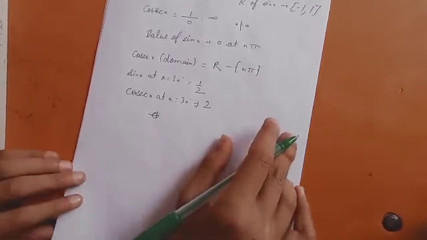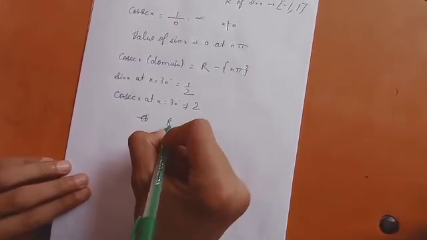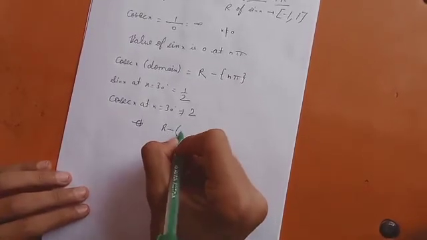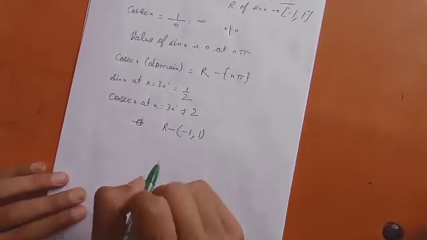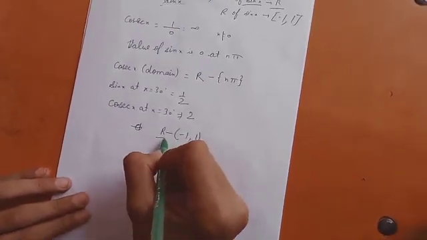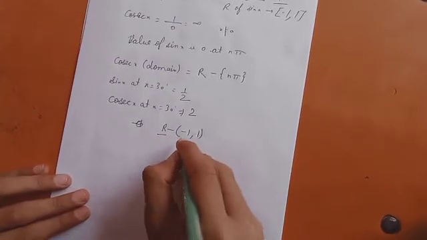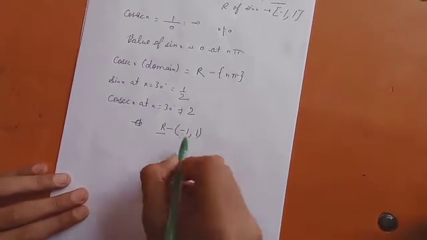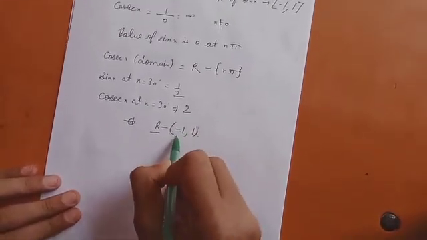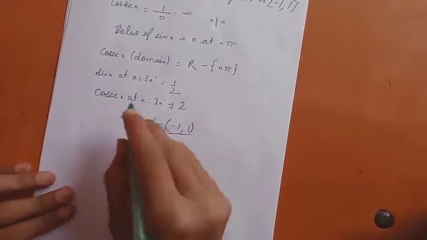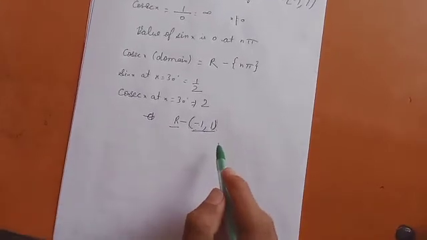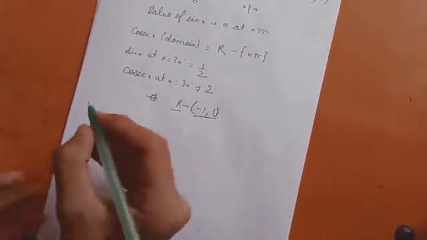So its range will be R minus the open interval (-1, 1). So we will get every value of R except the values between -1 and 1. Here we have used round brackets, which means only the values between -1 and 1 are excluded. We will get -1 and 1 in the range of cosec x, but not the values between them. So that is its range.